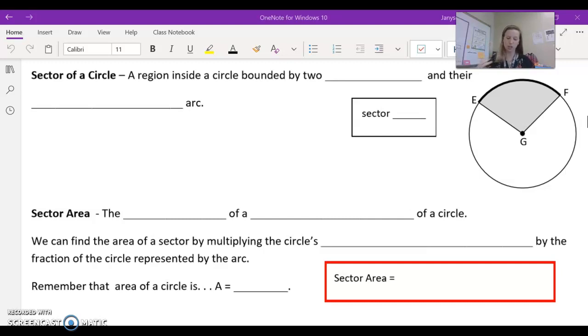A sector is a region inside a circle bounded by two radii. Okay, this is a radius and this is a radius, and the intercepted arc. It's the arc between those two radii. So we would call this sector EGF.